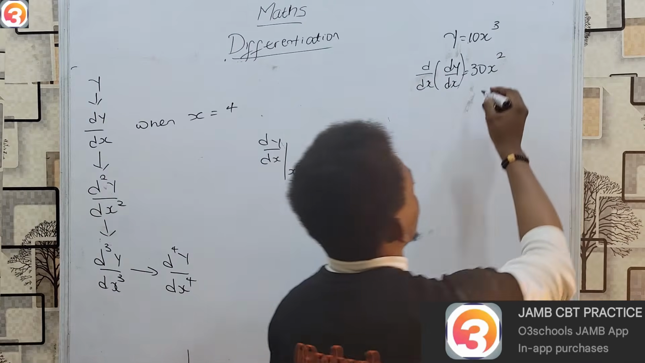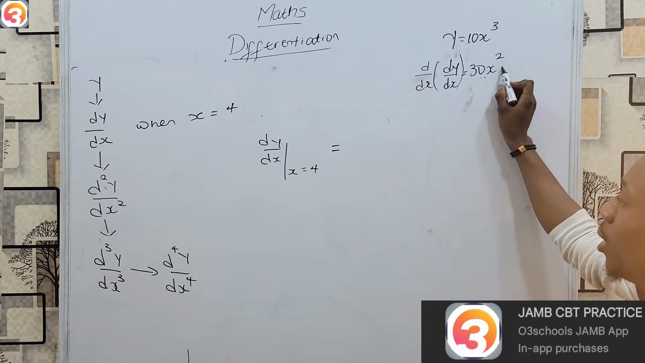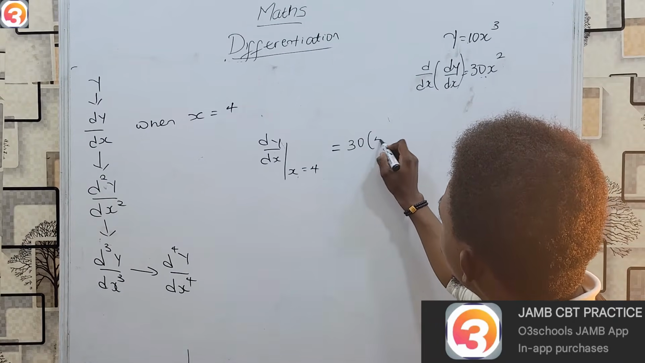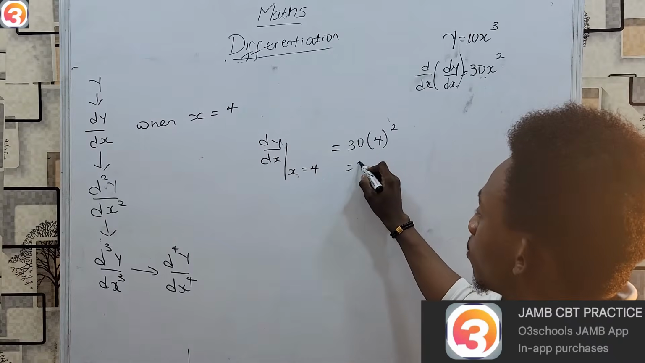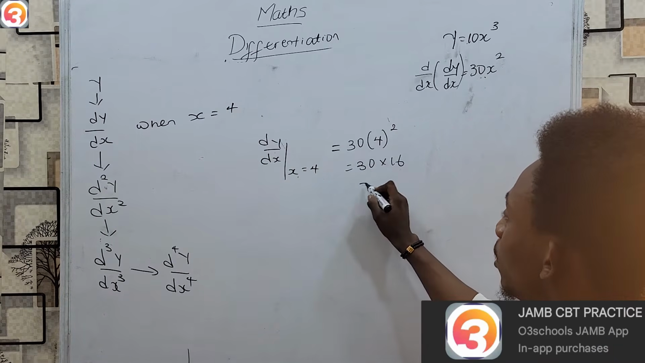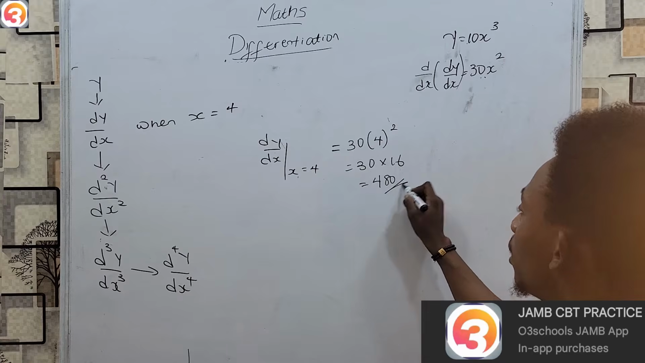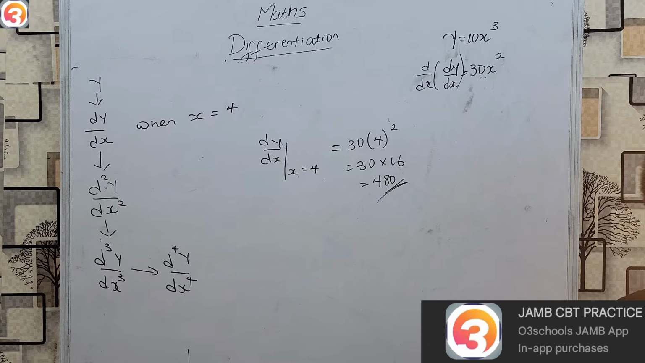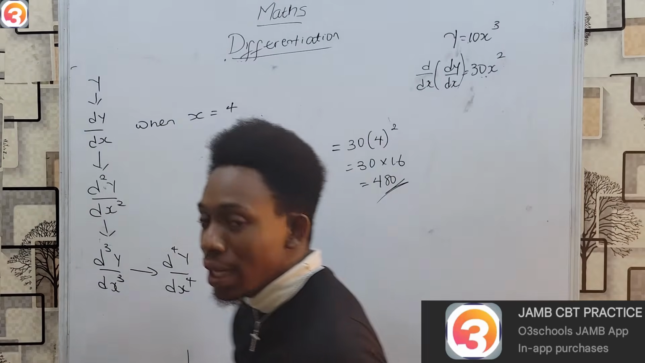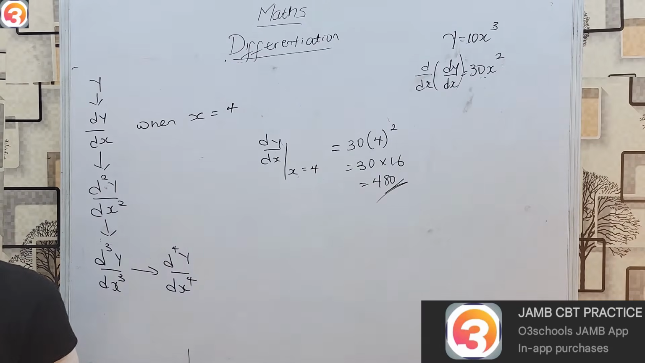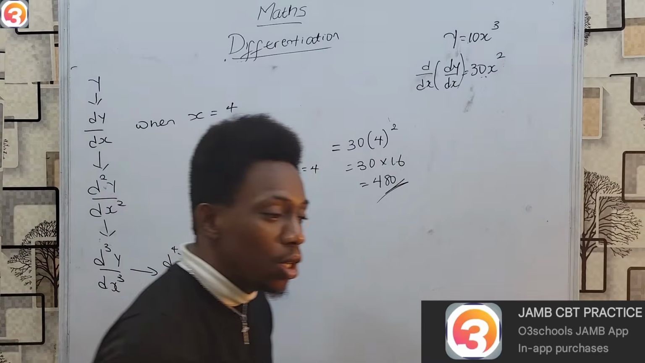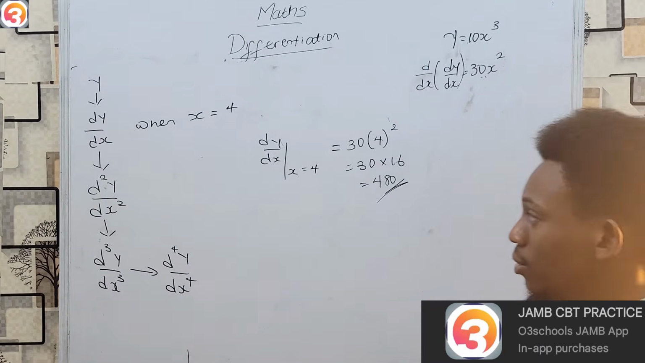If I try it in this case, I know that dy dx is 30x squared. This x is 4, that gives me 30 times 4 squared. 4 squared is 16, and that is going to give you 480. So definite derivatives are simply gotten by replacing your variable with that constant or number that they actually want. And these are the basic concepts you need to understand for you to start differentiating.